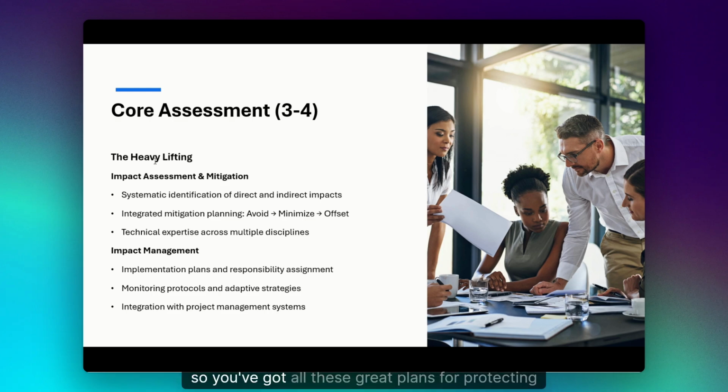All right, so you've got all these great plans for protecting the environment. Now what? Now you go into impact management planning. And what you need to answer here is who's going to do this stuff? When are they going to do it? How are they going to do it? How will you know if it's working? And this is the big one. What is plan B for unexpected impacts that might come up?